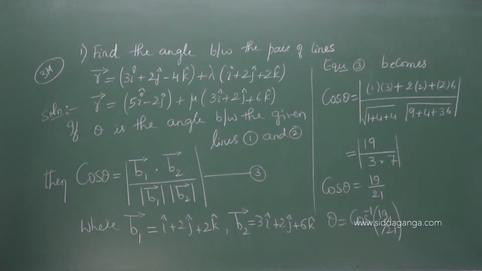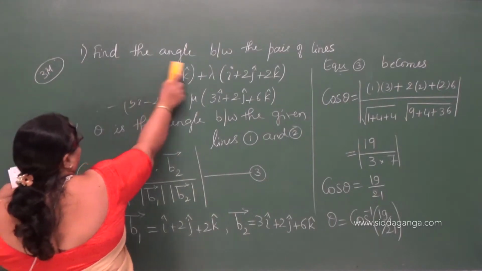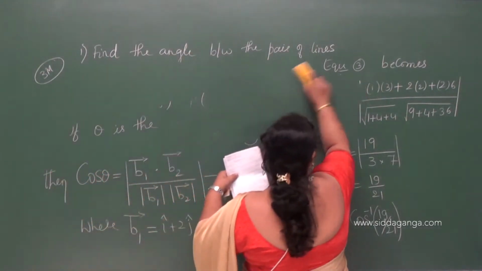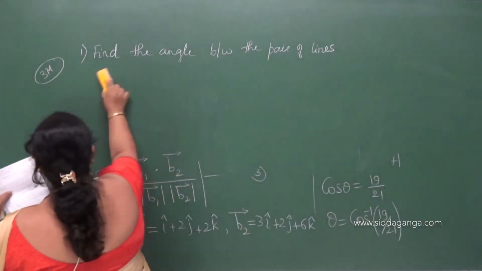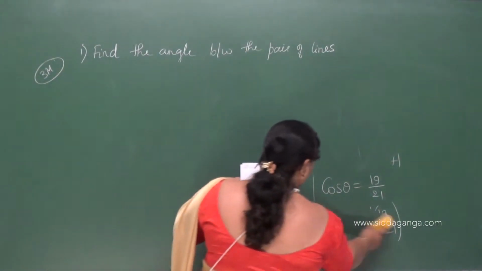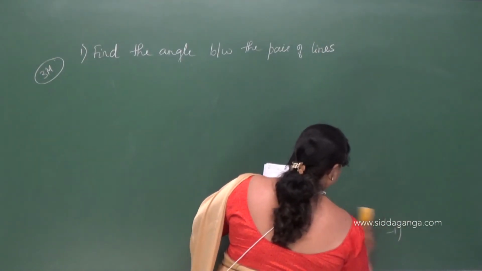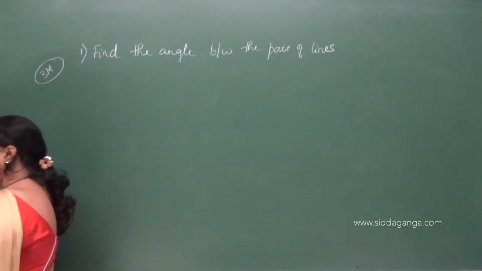So now we shall take another, next example. That is, we have to find the angle between, that is the next example. Find the angle between the pair of lines. Next, take the question: find the angle between the pair of lines. Here the lines are given in the Cartesian form. They have given it in the Cartesian form.